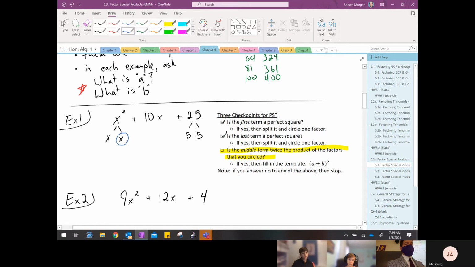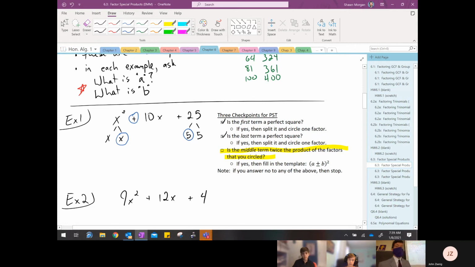I like to circle. Everything that I do right here, I do every time I'm factoring a PST. I split the first term, split the last term, and then I start circling. Circle the square root of the first term, circle the square root of the last term, multiply those two together. What do we get? 5x. If I double that, and that's what this middle term is, then check, check, check. It's a PST. So 5x doubled is indeed 10x. So that's a perfect square trinomial.